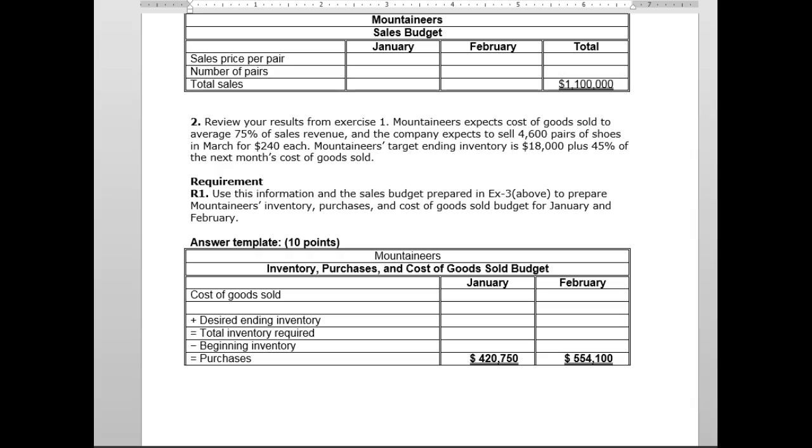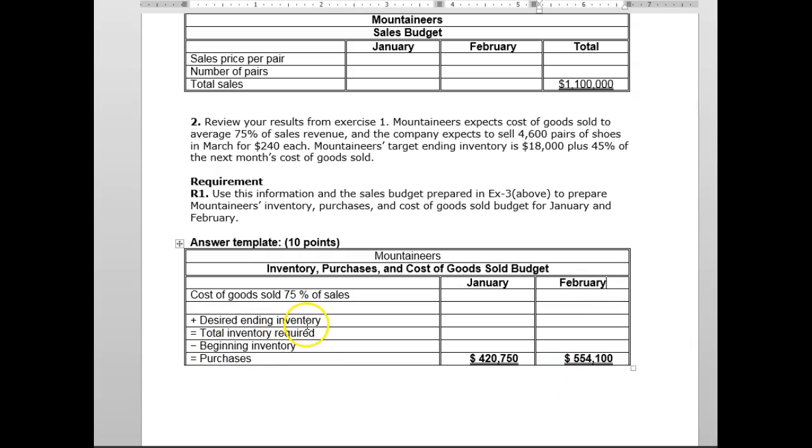First of all, our cost of goods sold for January and February is what? 75% of something. 75% of the sales revenue. So we'll take the sales revenue here and take 75% of that. So it's 75% of sales. So it's going to be 75% of here for January and here for February.